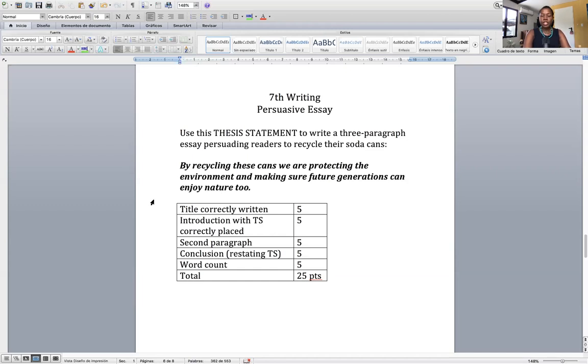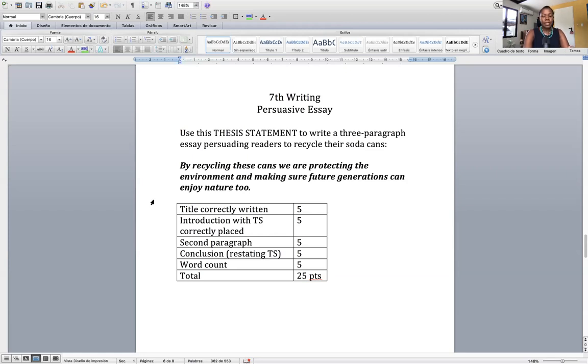Your introduction, which is your first paragraph, needs to have the thesis statement correctly placed. The thesis statement is always, for this class, going to be the last sentence in the first paragraph. The first paragraph is the introduction paragraph. Okay, so make sure whatever you write goes above the thesis statement, and the thesis statement is just part of that paragraph. Do not separate the thesis statement as a separate paragraph. It's part of the first paragraph, okay?